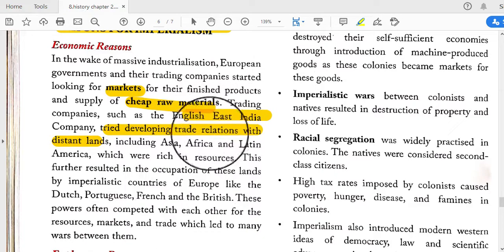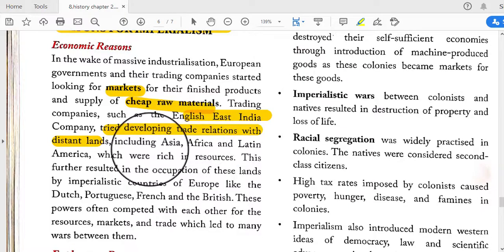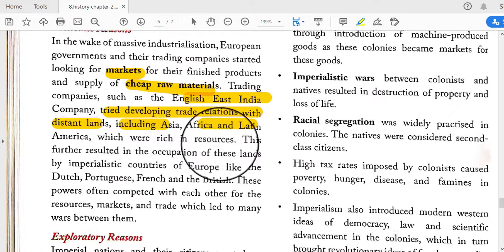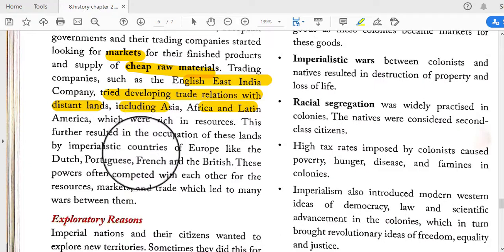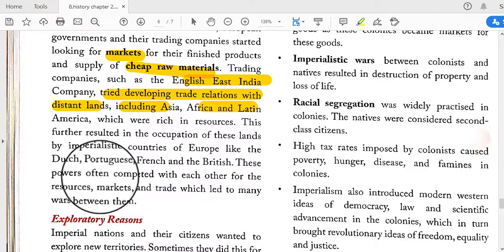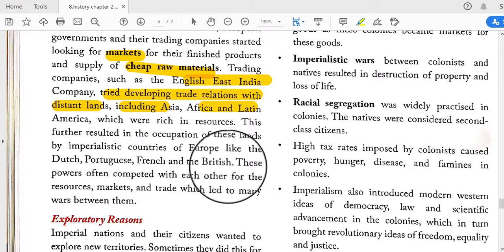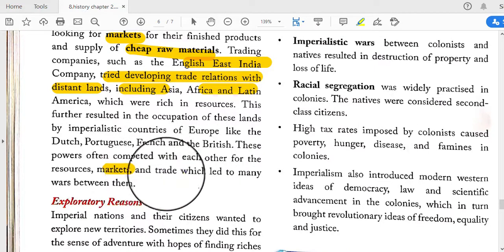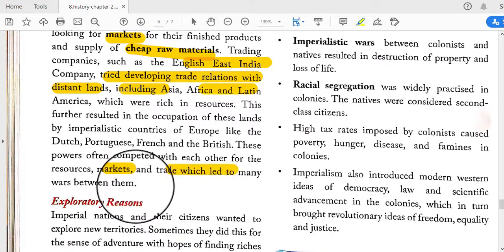The English East India Company also tried to carry out trading activity with other lands, including Asia, Africa, and Latin America, which were rich in resources. This further resulted in the occupation of these lands by imperialistic countries of Europe like the Dutch, Portuguese, French, and British. These powers often competed with each other for resources, markets, and trade, which led to many wars between them.